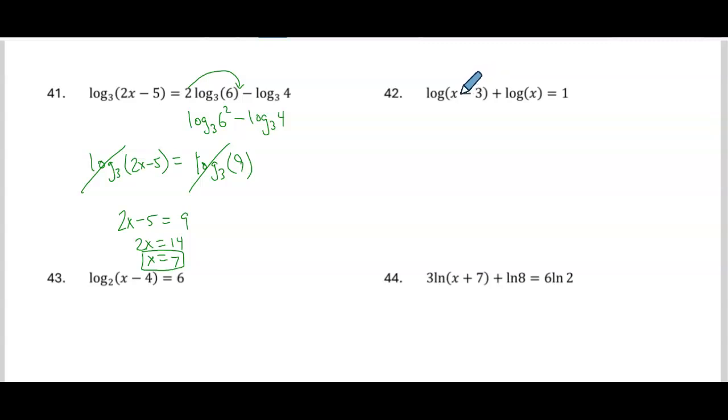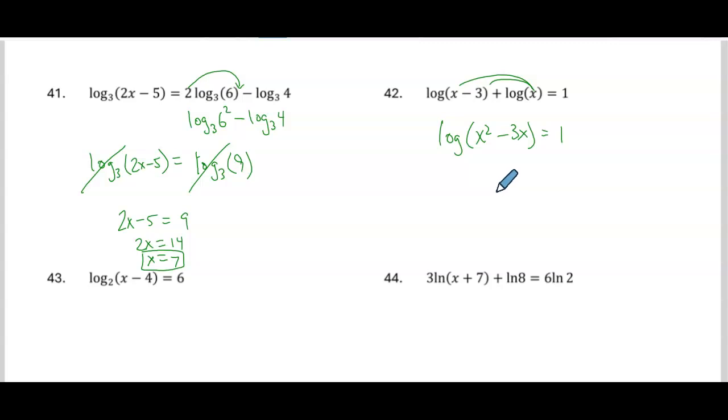Okay, 42 has logs on one side only, so I need to condense them, but then I'm not going to be able to cross them out. I'm going to have to use an exponential conversion. So it's a plus sign, which tells me I need to multiply these. So if I just distribute this x back into the first one, I'll have a log, and I'll have an x squared minus 3x equals 1.